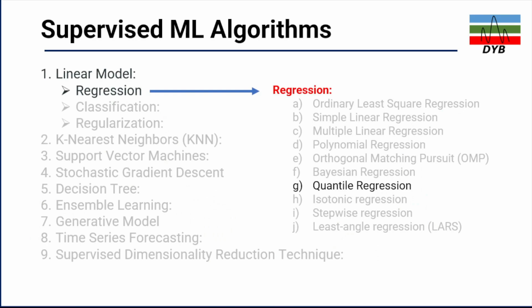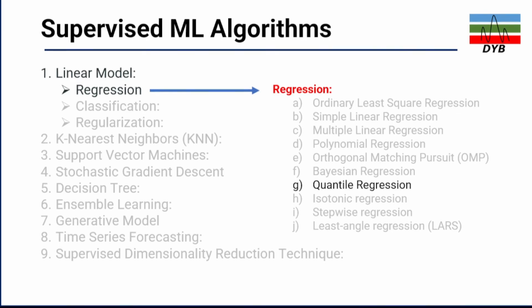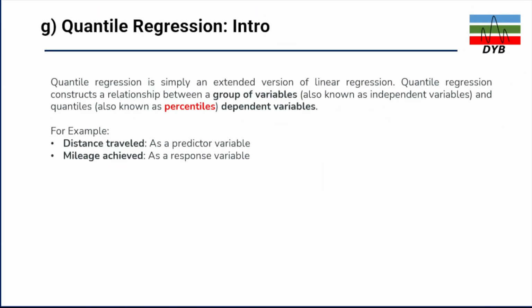So the seventh type of regression is quantile regression. Quantile regression is simply an extended version of linear regression. Quantile regression constructs a relationship between a group of variables, also known as the independent variables, and the percentile, like the dependent variable. So it actually predicts the percentile. Let's say you have data from 10 years, so what will be in the next 5 years? It will depend on that type of application.